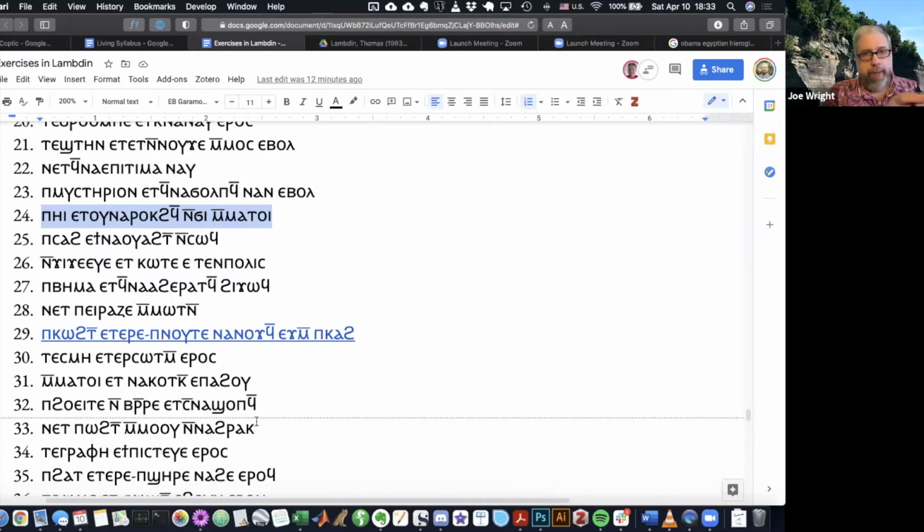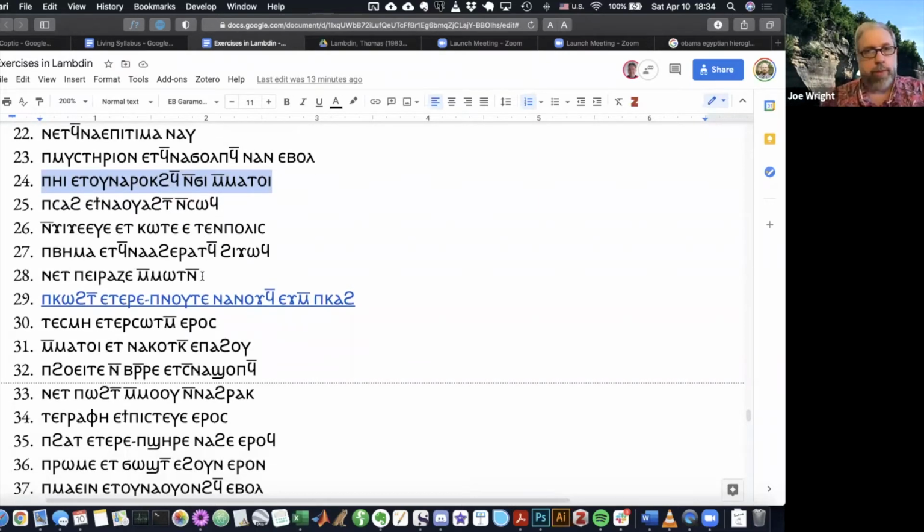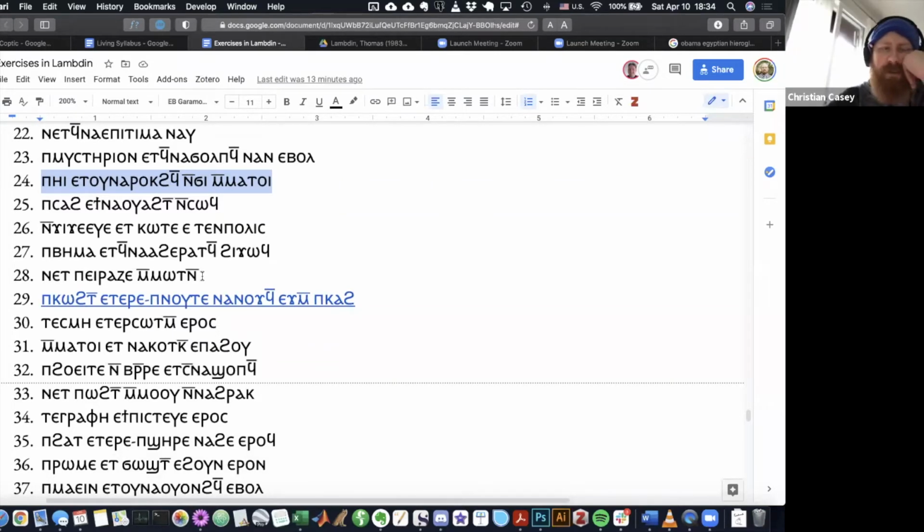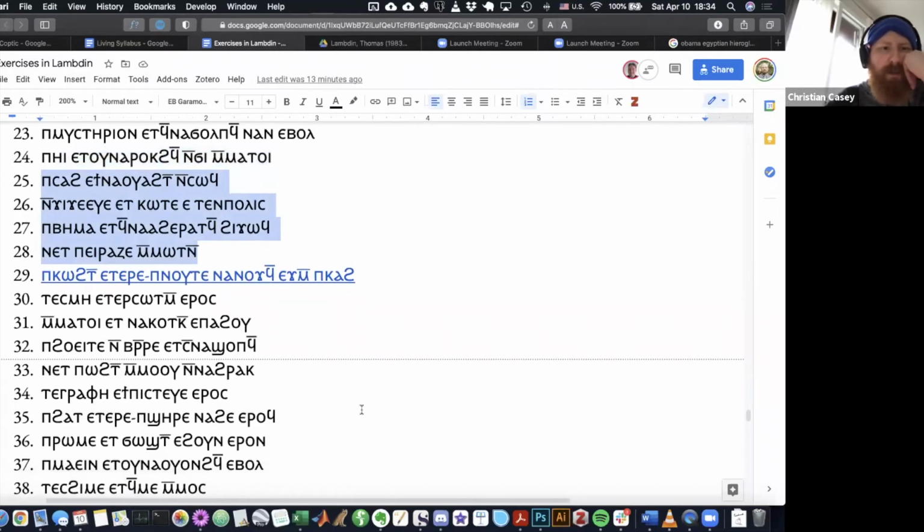Okay. Number 24. Pei etuna roku nchi matoi. The house which the soldiers will burn it. So the house which the soldiers will burn. Surprisingly, not the darkest sentence in these exercises. So stay tuned. It gets worse. Okay, good job, Joe. Mustafa, do you want to take 4?